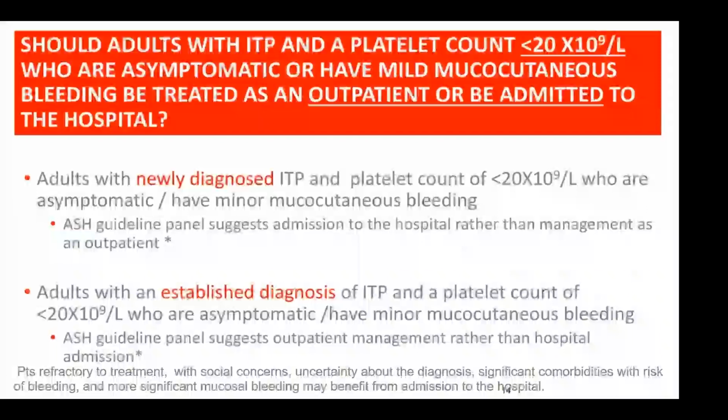Should the patient be admitted or treated as an outpatient? Adults with a newly diagnosed ITP who have a platelet count less than 20, who are asymptomatic or have minor mucocutaneous bleeding: the ASH guideline panel suggests admission to hospital rather than managing them as outpatients. While for patients with an established diagnosis and known case of ITP who present with a platelet count less than 20 and are asymptomatic or have minor mucocutaneous bleeding, in this case the panel suggests outpatient management rather than hospital admission.